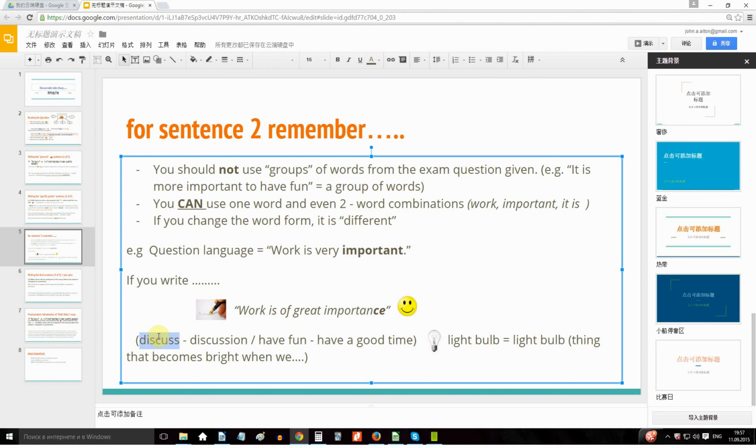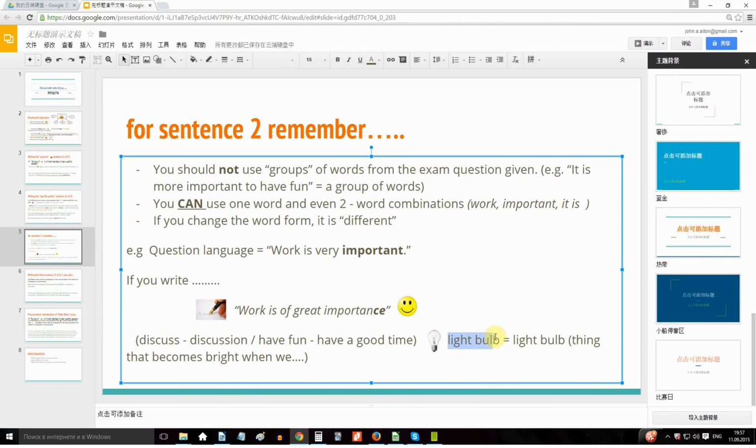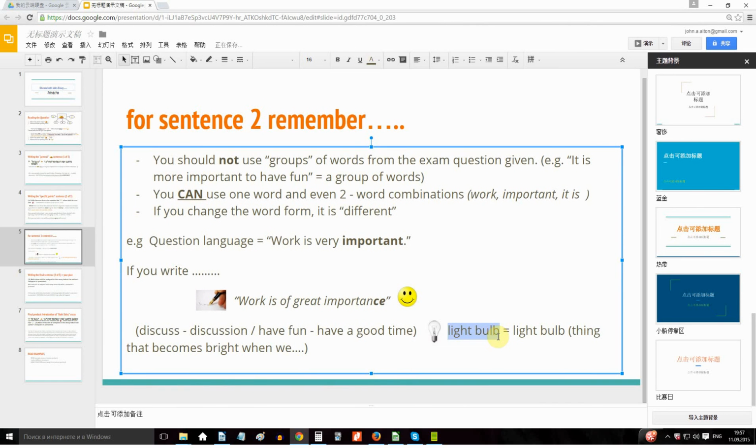Some more examples. If you change discuss to discussion or have fun, have is the same as have, but fun and a good time are different. Last thing, a light bulb here, this is a light bulb. You can use this combination if it's in the exam question. You can use it again when you're answering, because you can't really say light bulb in a different way. The thing that becomes bright when blah, blah, blah. Okay, so here I want to say, don't try and change things you feel you can't change. Because if you do, maybe you won't say light bulb, maybe you'll say something different.